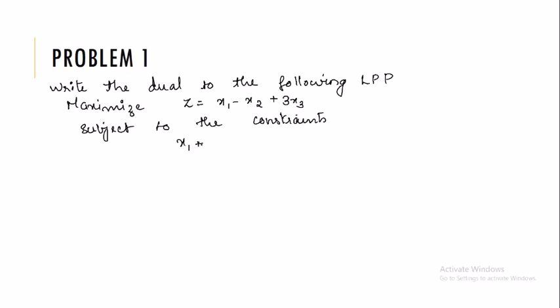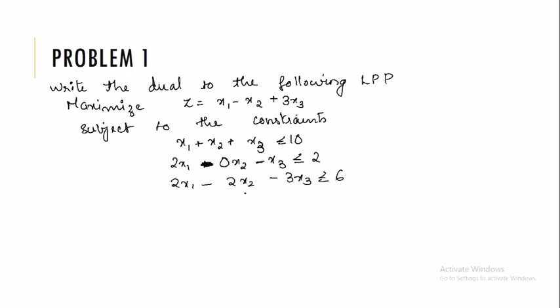x1 plus x2 plus x3 less than or equal to 10, 2x1 minus 0x2 minus x3 less than or equal to 2, 2x1 minus 2x2 minus 3x3 less than or equal to 6, x1, x2, x3 greater than or equal to 0. Now the solution.